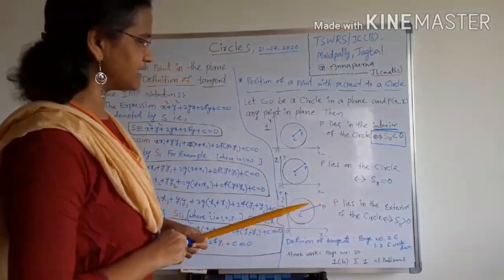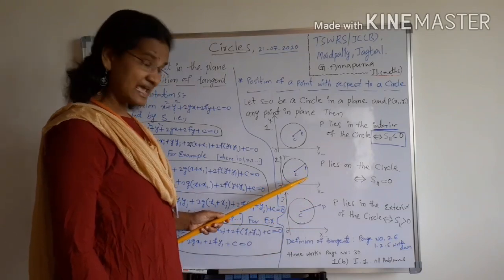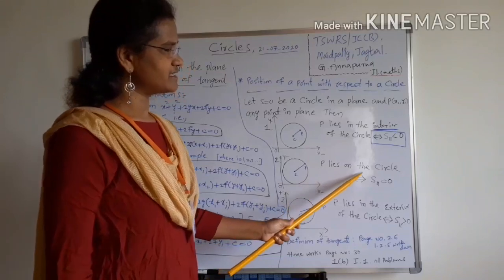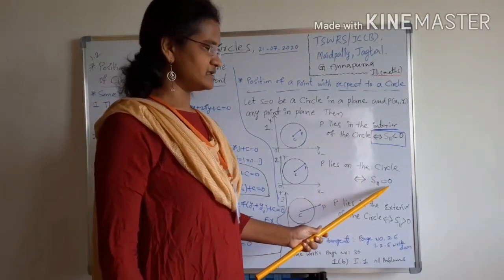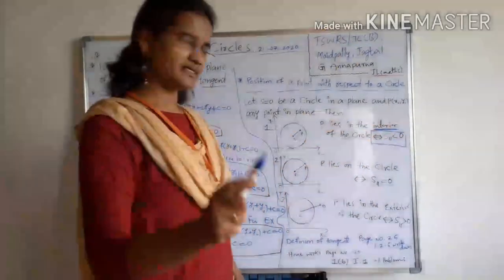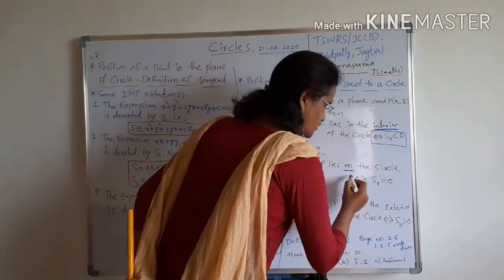At the same time, the point P lies on the circle if and only if S11 is equal to 0. When the point lies on the circle, what is the condition?